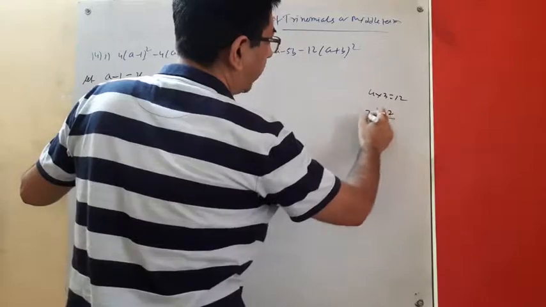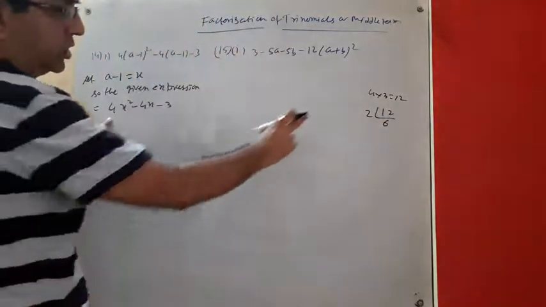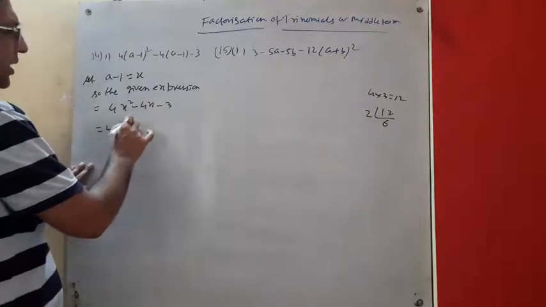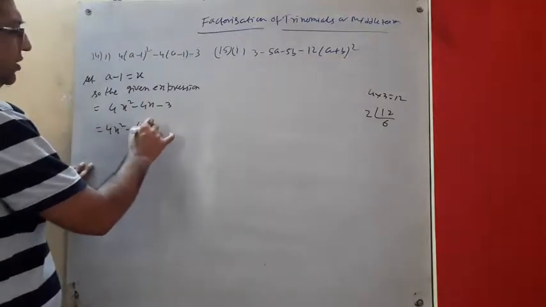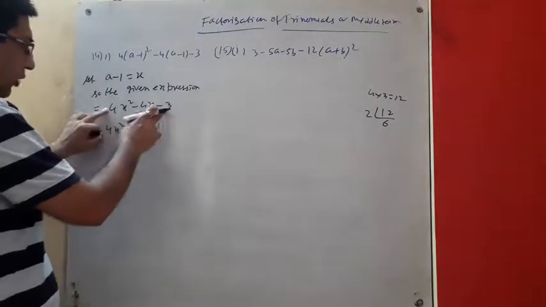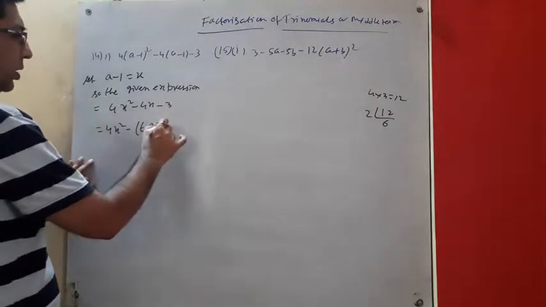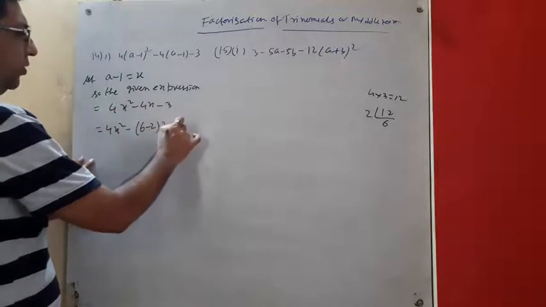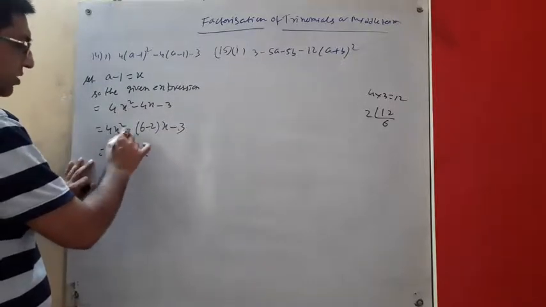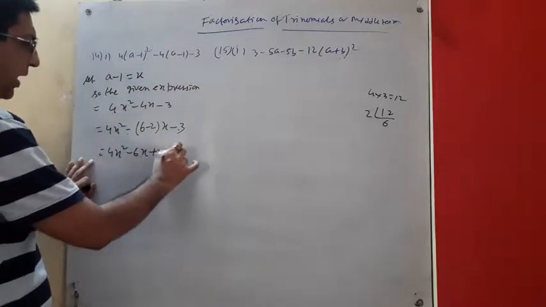So split 12 into 6 and 2. Look, 6 minus 2 is 4, it's coming. 6 into 2 is 12, and 4 into 3 is 12. So 4x² − 6x + 2x − 3.